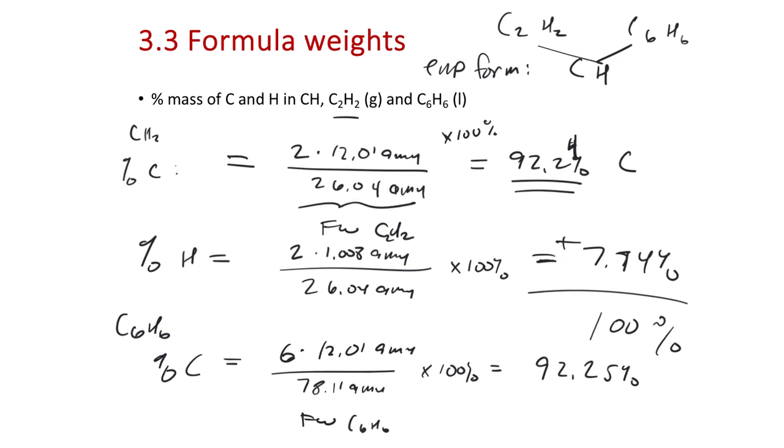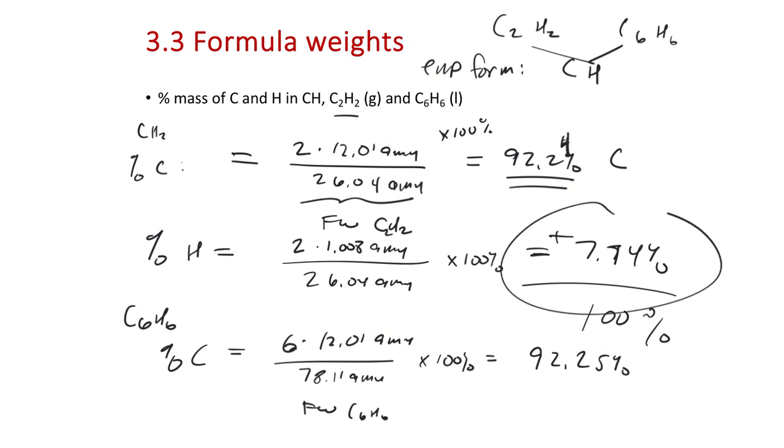So the percent by hydrogen would be that difference for the C6H6 as well. We won't go through the calculation for the percent by hydrogen in C6H6. It would be roughly 7.74 to 75% mass by hydrogen.